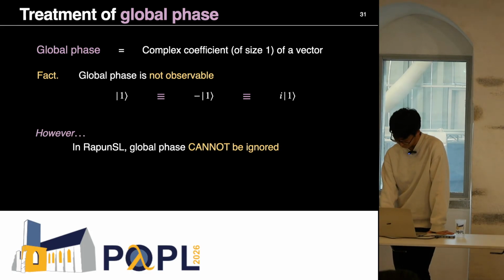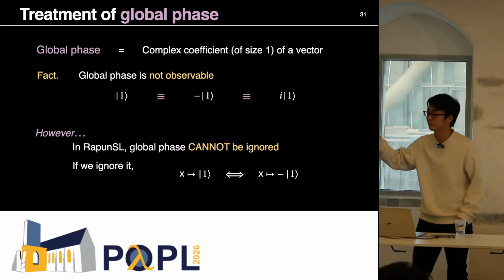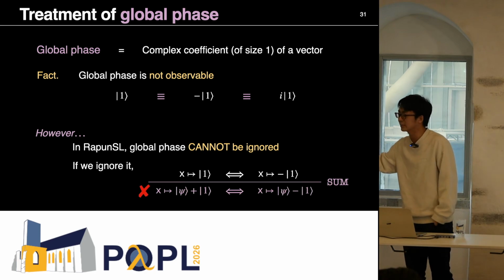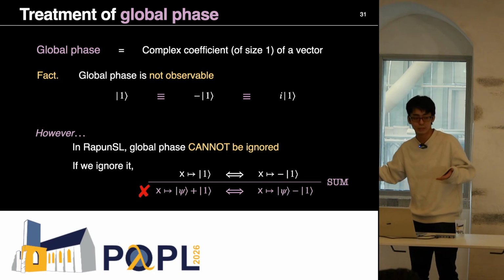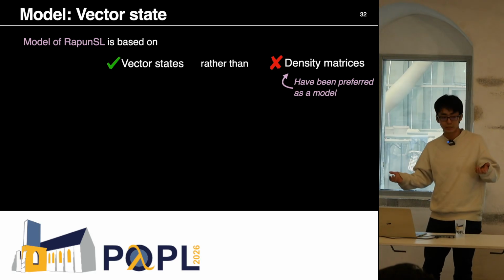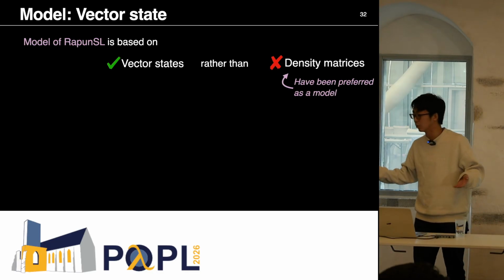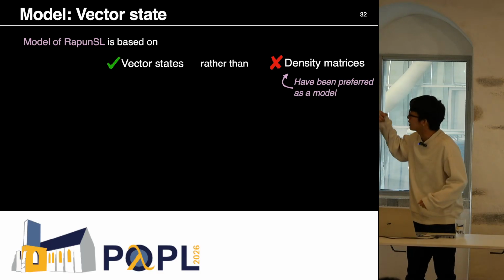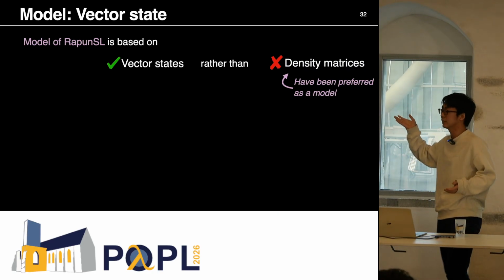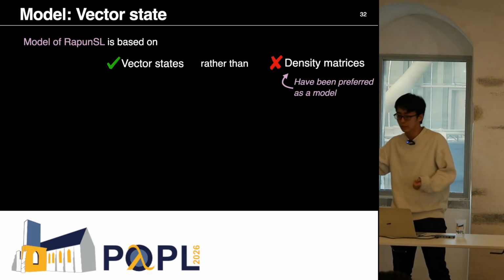Why? It's because if we allow ignoring these things, that means we treat these propositions as an equivalence proposition. But because we have some rule, this allows you to identify these two things, which are completely different. So we're not allowed to do this. That means our logic is actually based on vectors rather than density matrices, because density matrices allow you to ignore the global phases. However, most of the existing quantum Hoare logics are based on density matrices, because it's more natural to represent the measurement outcome with density matrices.